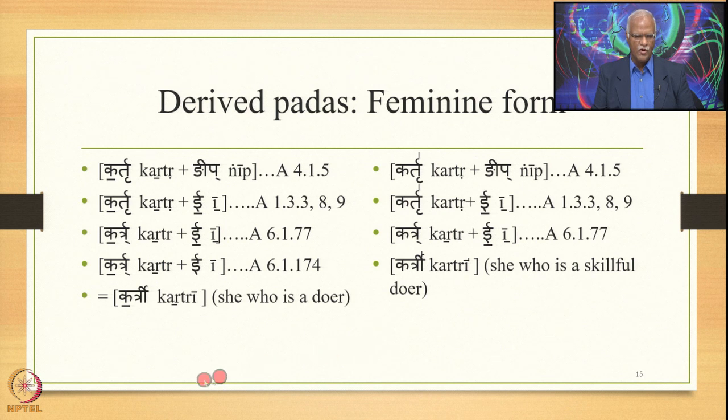So in one form where the long e is udatta in kartri, the meaning is just she who is a doer, and where the initial vowel is udatta, the meaning is she who is a skillful doer. This is the difference that is brought about by the yan sandhi and the sutra udatta yano hal purvat, to which yan sandhi acts as an input.